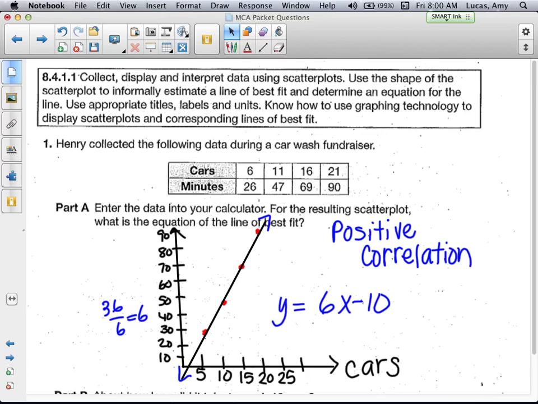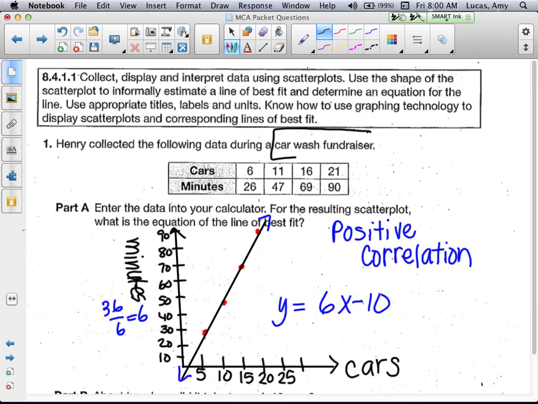Now titles, I've got cars and I've got minutes for my axis labels, and it says it was a car wash fundraiser. So a title for this graph could just be car wash fundraiser. So this would be a good enough title. So car wash fundraiser, the number of cars, and the number of minutes.